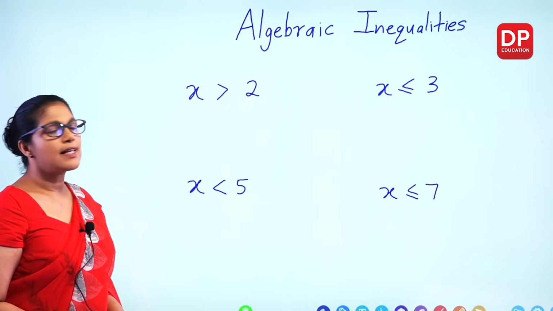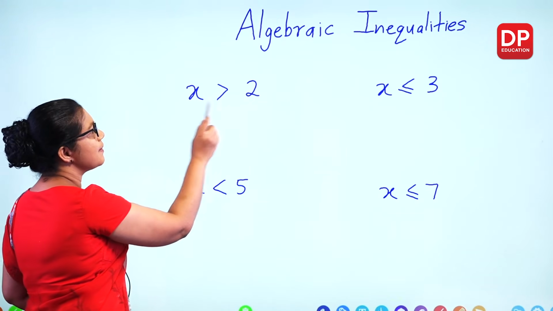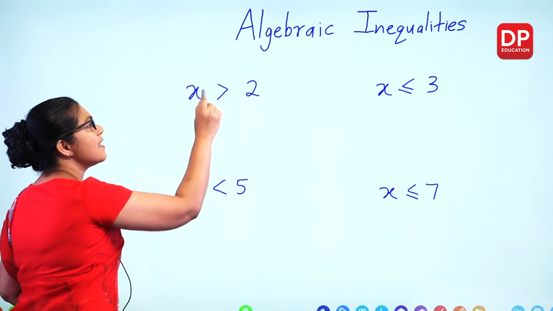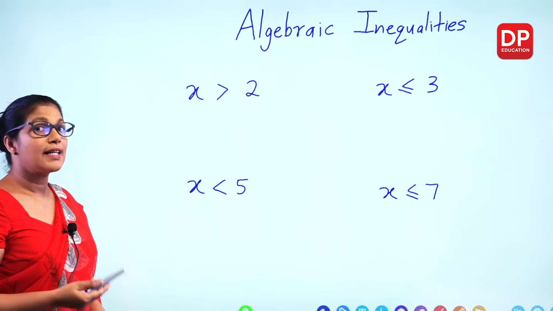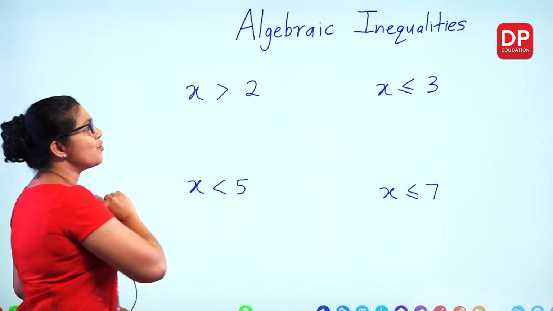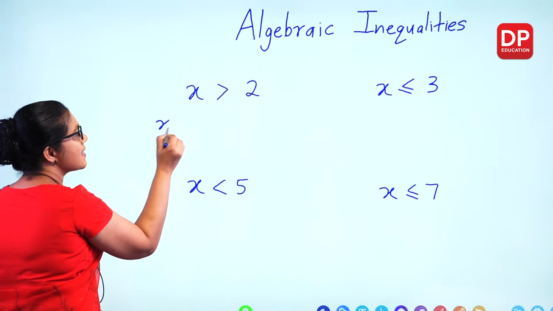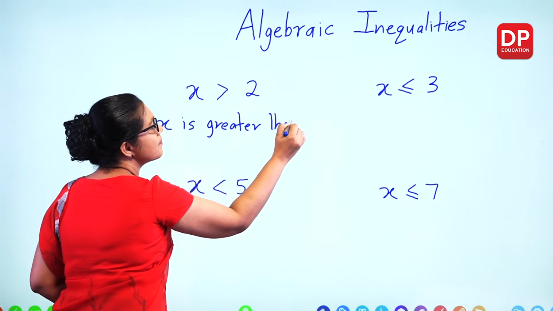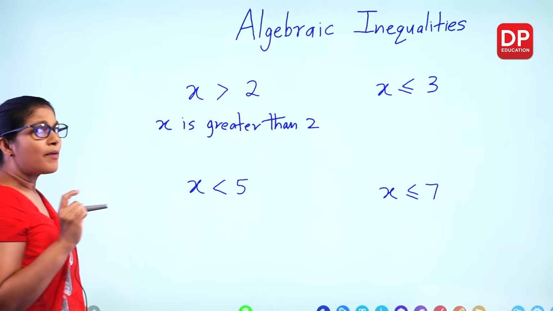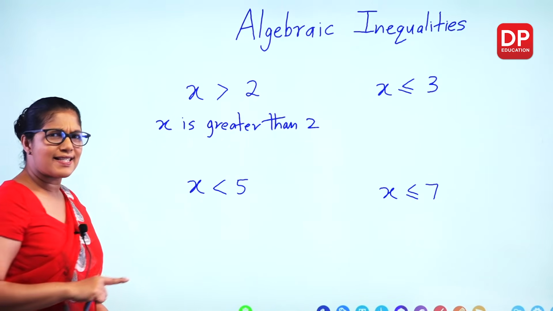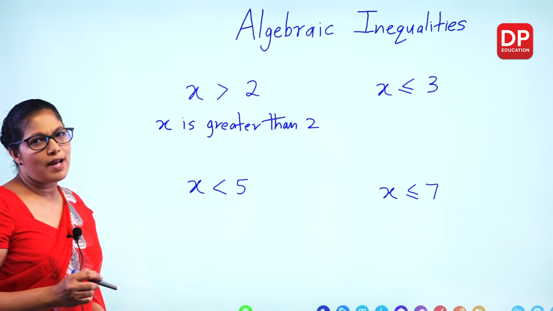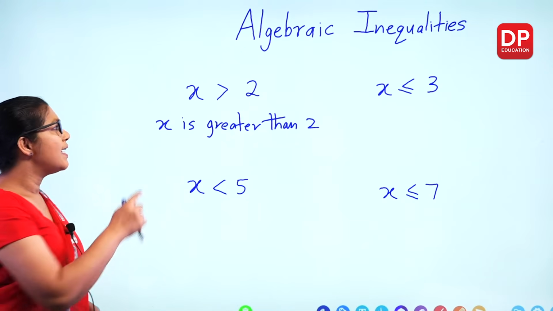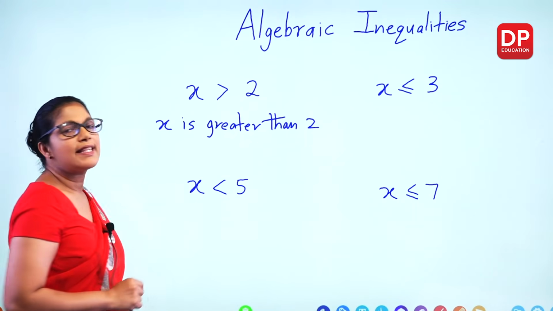Let's take this one. So what does it say? If you start from the left hand side, the letter X, what is this symbol? It's greater than. So greater than 2. So how can I write this? X is greater than 2. Can we write 2 is less than X? Normally in algebraic inequalities, we don't write the other way around. Always we start with the letter. So X is greater than 2.